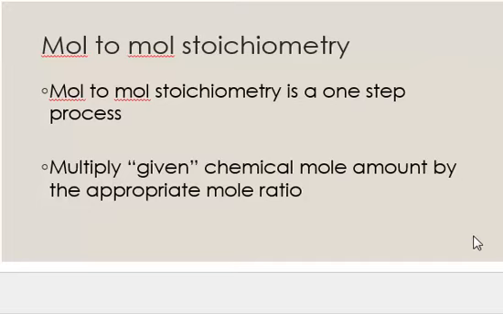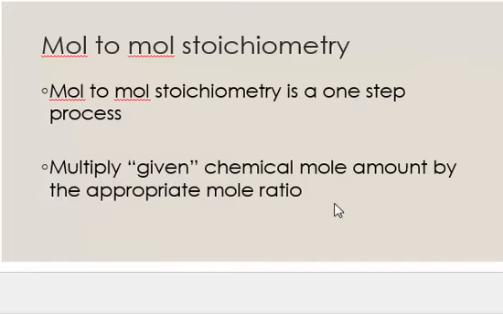The easiest type of stoichiometry is mole-to-mole stoichiometry. This is a one-step process if we have a balanced chemical equation. To execute a mole-to-mole stoichiometry problem, we multiply the given chemical mole amount by the appropriate mole ratio.